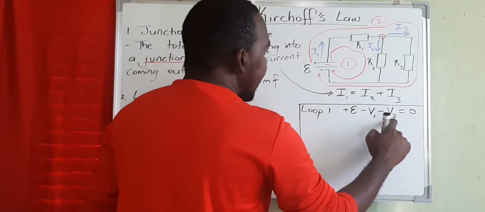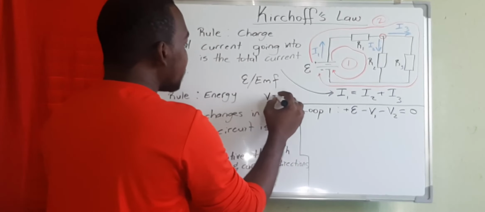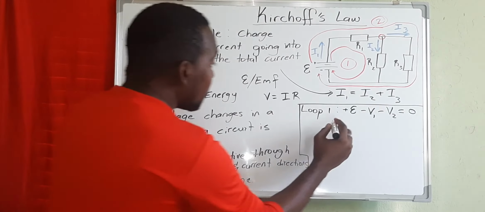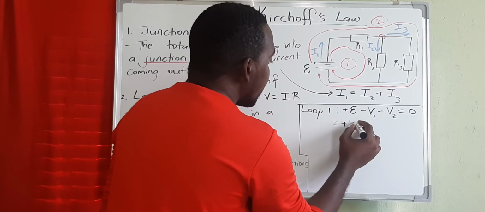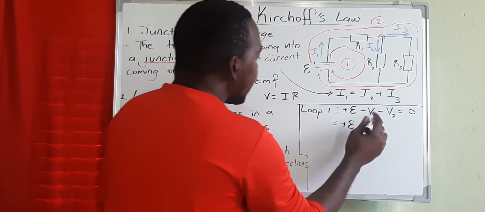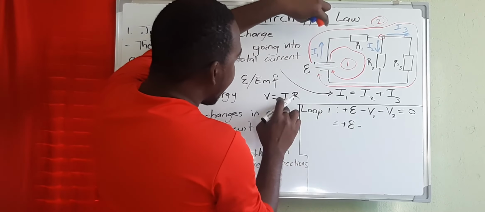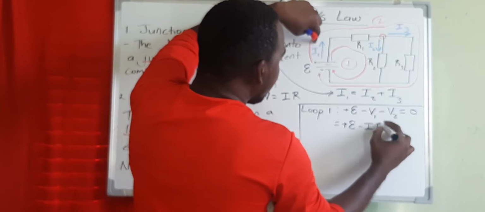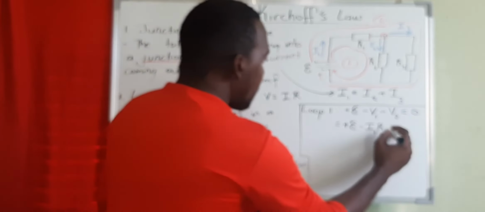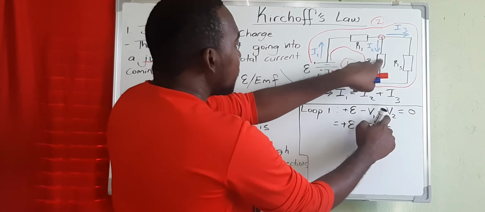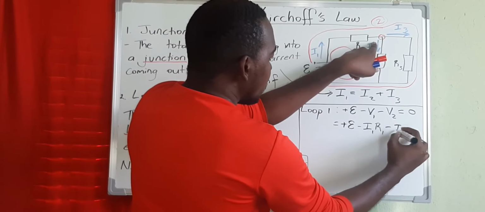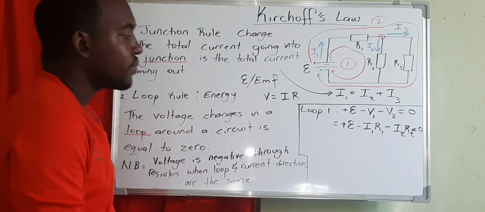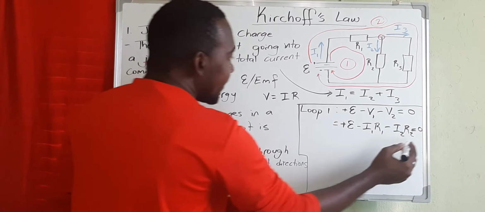We can replace V1 and V2 because, remember from Ohm's law, V equals IR. So loop 1 is positive EMF of the battery, minus V1, which is I1 going through R1, so I1 R1, minus V2, which is I2 R2, equal to 0. So that's our loop 1.